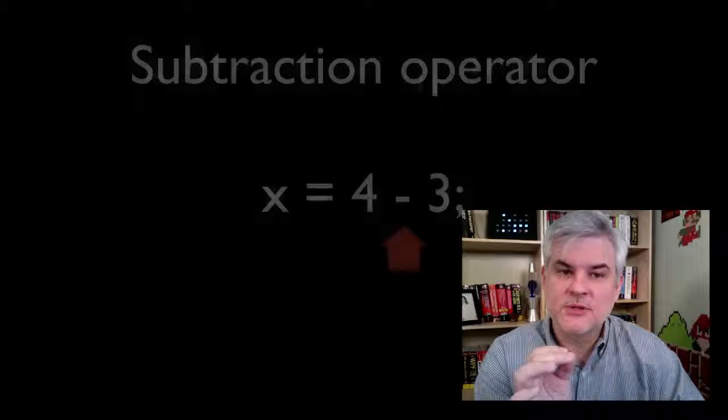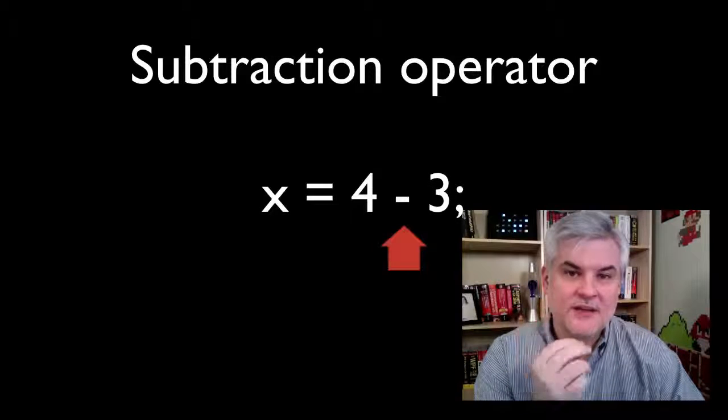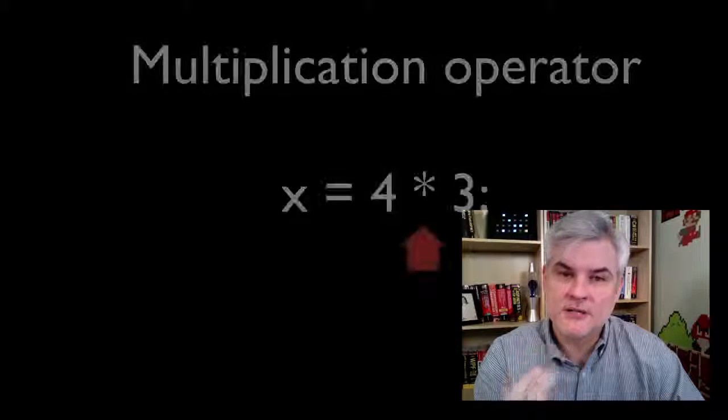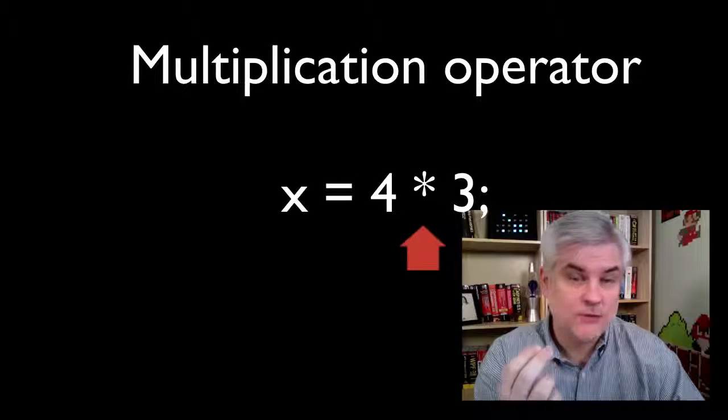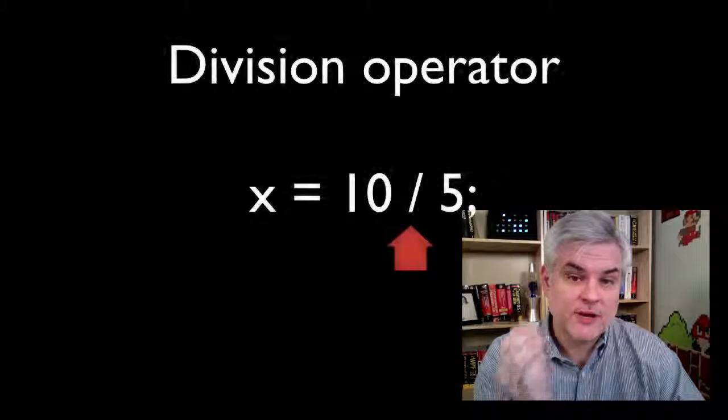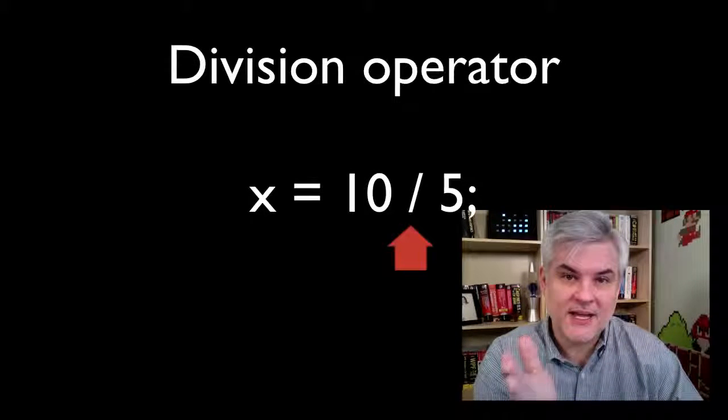Subtraction operator, similar. We are taking two values and subtracting one from the other. The multiplication operator is the asterisk. So that's how you multiply two numbers together. The division operator is a forward slash. That's how you divide one number into another.